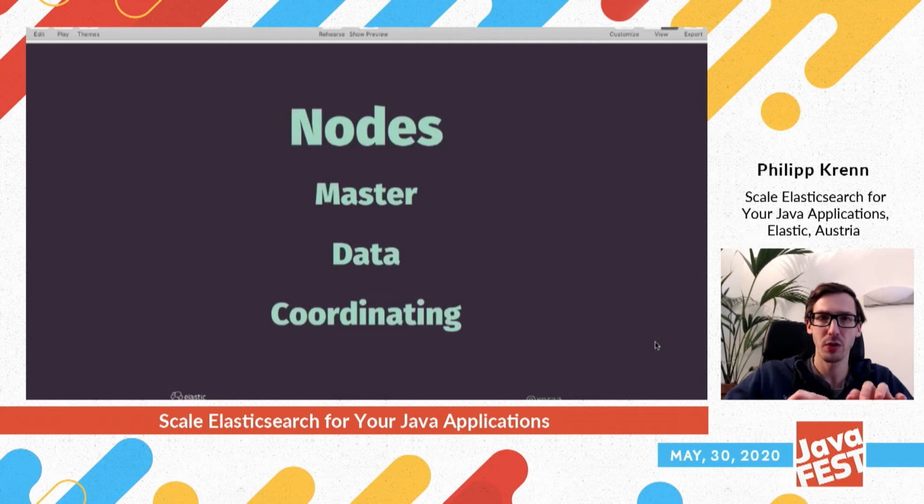Then you have the data nodes, which do the actual work. Those normally have fast disks, quite a bit of memory, probably not so much CPU, but a decent amount of CPU, and they do the actual work. They will insert the data and they will run the queries.